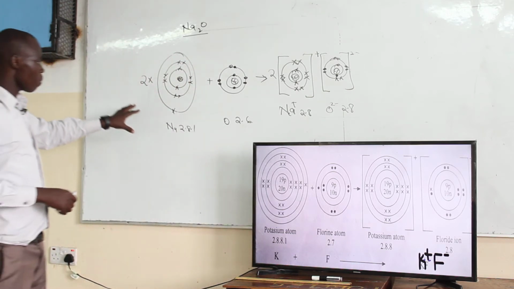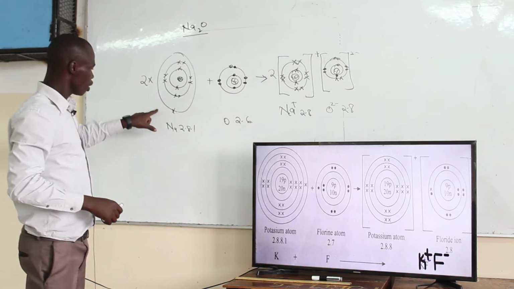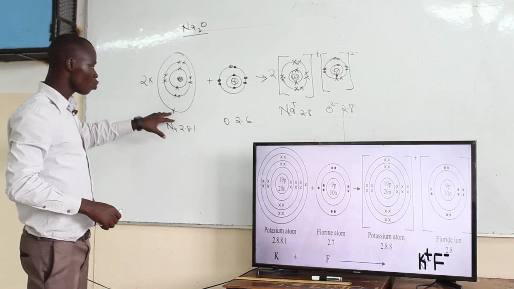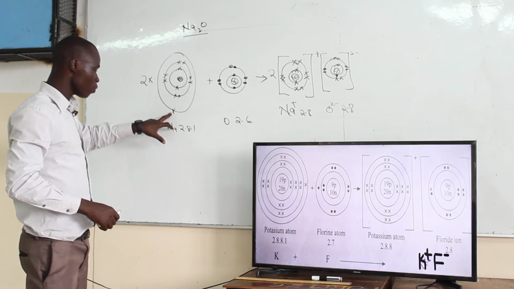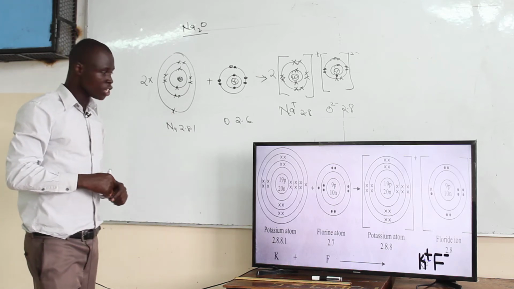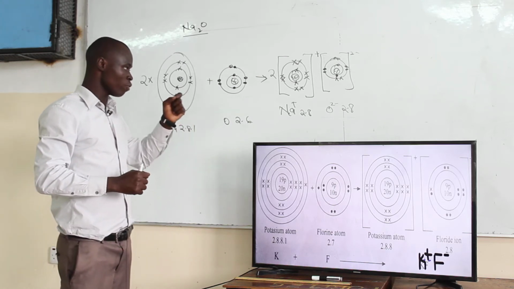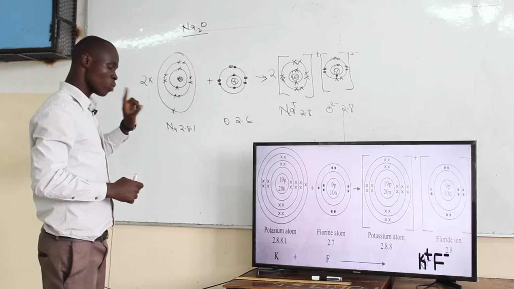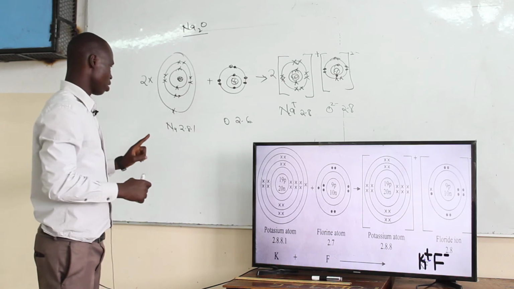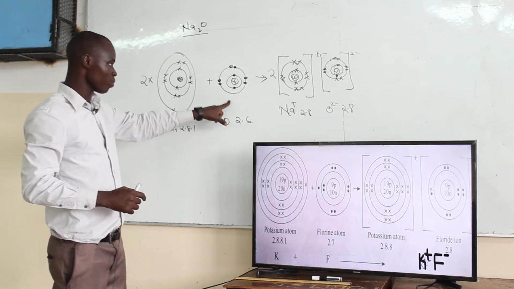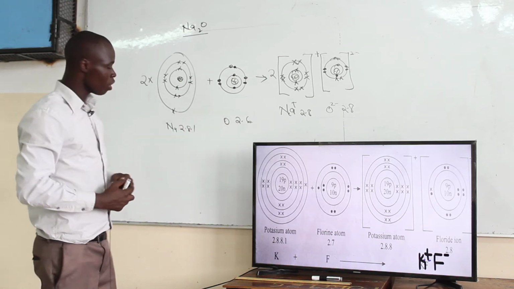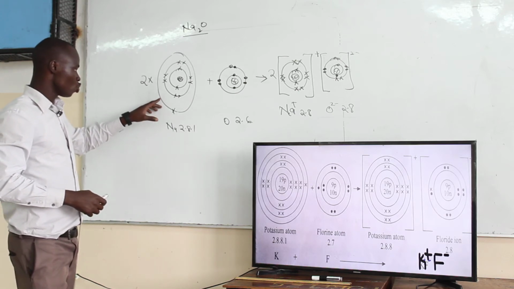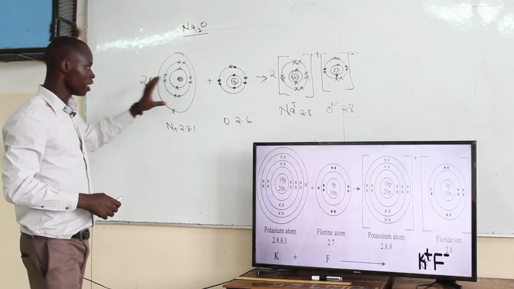Now, this is a case whereby the losing species is supposed to lose 1, while the species receiving is supposed to receive 2. The one which is losing is only capable of losing a maximum of 1. But the one receiving needs 2. So you have to multiply this one by 2, so that 2 of this one lose.